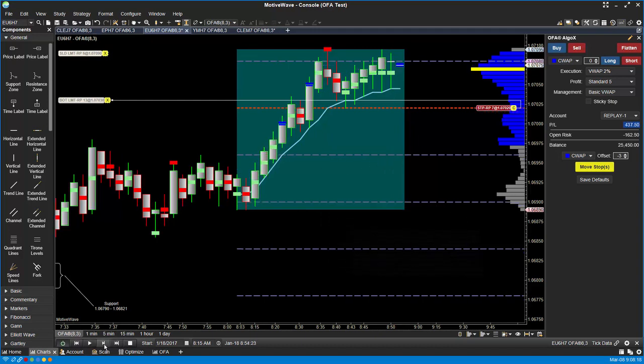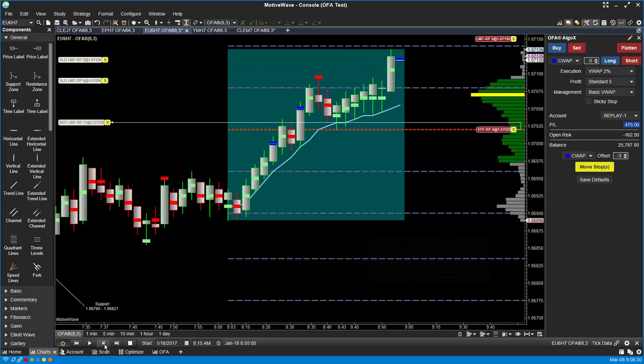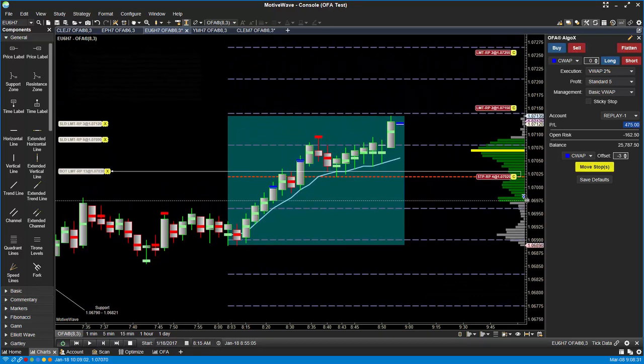Let's continue higher. Oh, there's another one. And then we finally start breaking away. So we take out our 3-to-1 target. That leaves our 4-to-1 target up here. And of course, we have a 5-to-1 target a little bit higher as well.